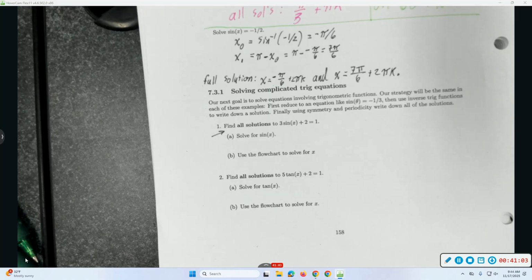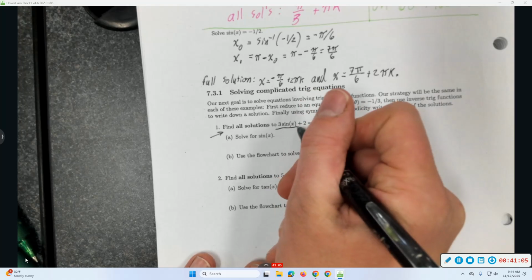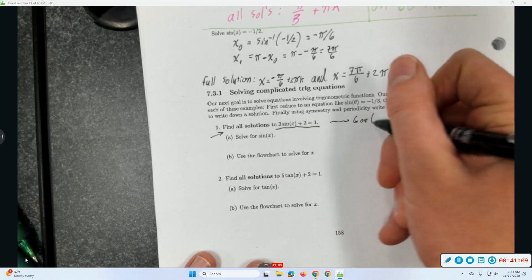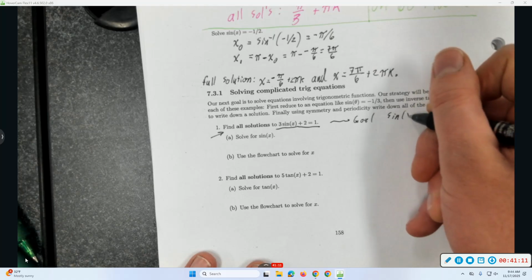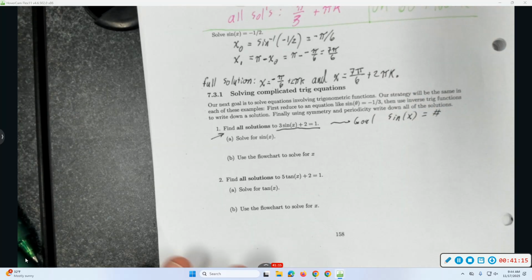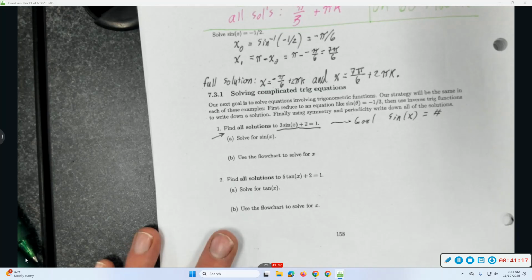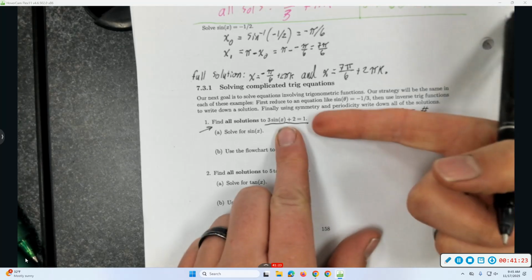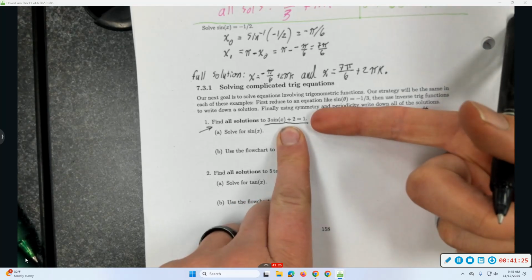So I think here's a plan. Step 1: the first goal is just going to be to turn this into sine of x equals a number, because then I can use the stuff we've done so far today to solve it. So I want to solve for sine of x. If you take that equation and get sine of x on its own, what's a good first step?